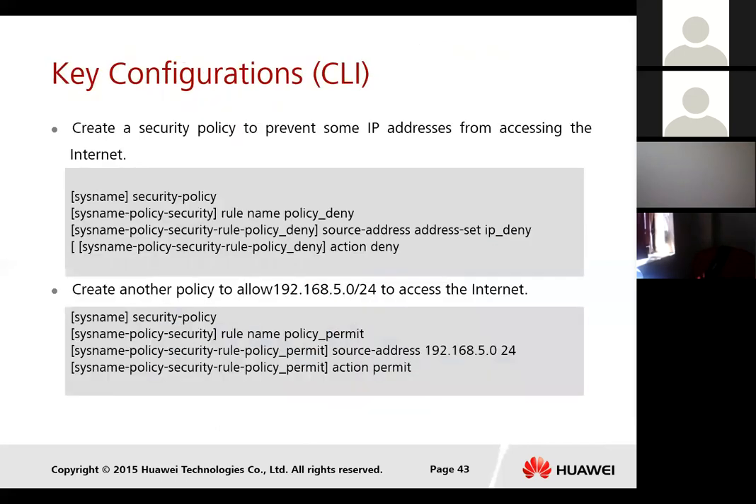So the policy I'm going to build here is, first, security policy, rules, name, policy deny. Source address set IP deny, action deny. But in the first place, you have to specify the address set, which addresses are being denied, and create another policy to allow access to the internet. So after the address has been denied, the rest will be allowed. So it's always based on sequence. Configuration sequence: this is the first sequence, and this is the second sequence. So first I deny, then I permit. You cannot permit first before you deny, because that permit covers the entire range.